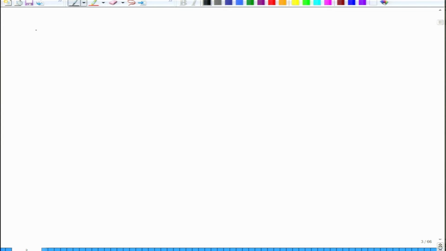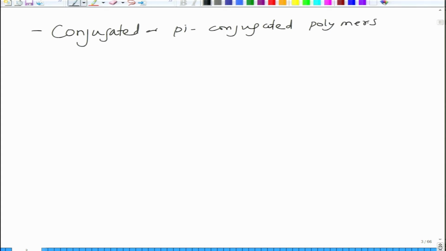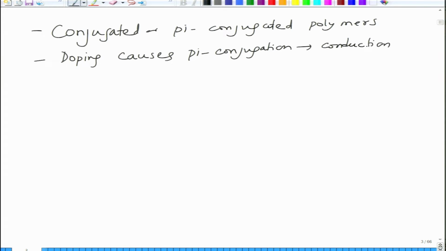These materials are basically conjugated or pi conjugated polymers, where conduction of electrons happens between the pi bonds or the pi backbone of the polymer backbone, and this happens by doping. So, doping causes pi conjugation leading to conduction. So, conduction does not happen in sigma bands, it happens in the pi bands, or pi electrons are responsible for conduction.